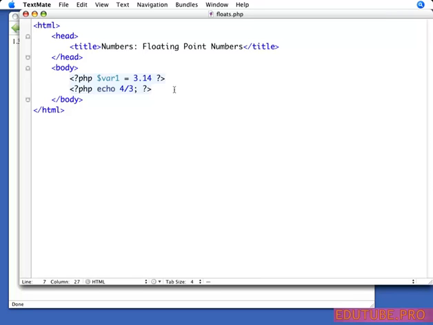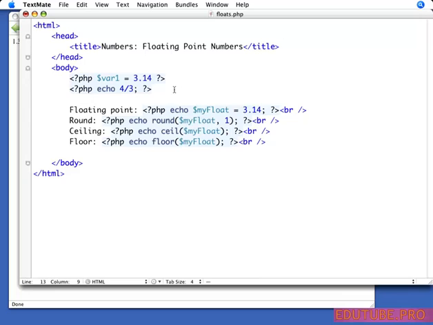I'm going to go ahead and paste in some functions that we can use if we're working with floating points. So the first thing I've got is a floating point, which I've said just echo the value of my float, which is going to be set equal to 3.14. The next couple of functions are going to work with that value. The first is going to echo back the rounding of that, and we're going to round it to 1 decimal place. Then we can take the ceiling or the floor of that floating point, which says either round up or round down.